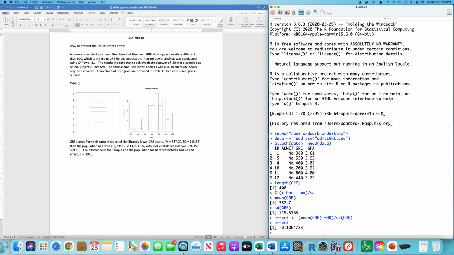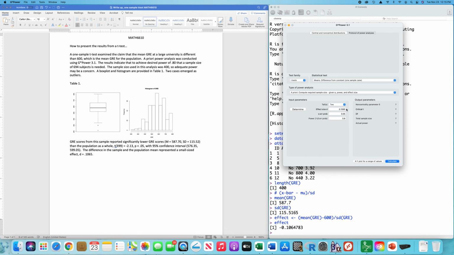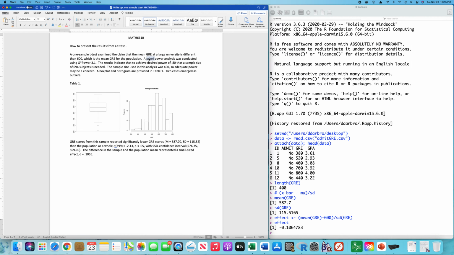So our effect size, when we just look at the absolute value of this, would be 0.107. So I'm going to put 0.1065 there. We're testing at 0.05 for the alpha level, and I want my desired power to be 0.8. So when I hit calculate, you can see that the total sample size needed to achieve a power of 0.80 is 694.